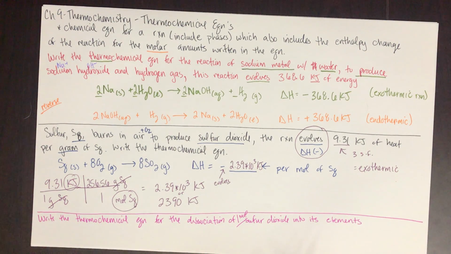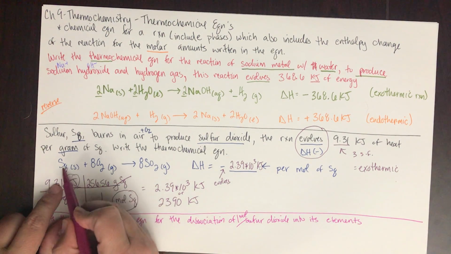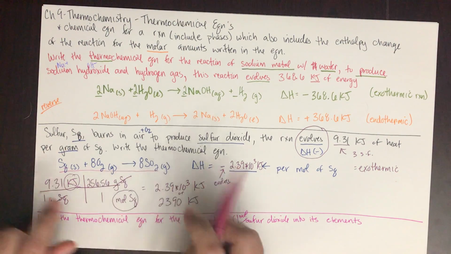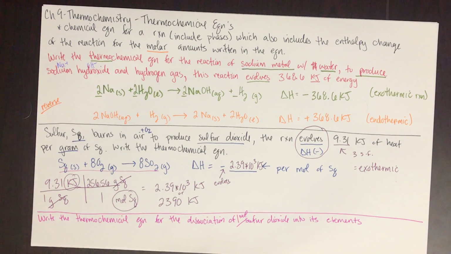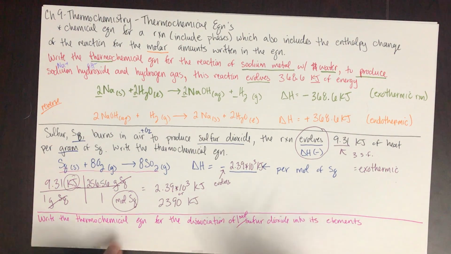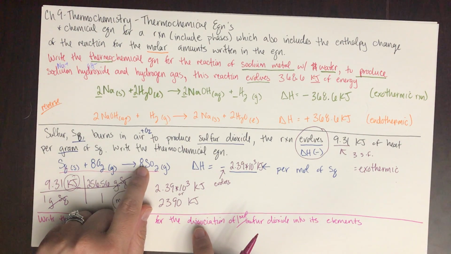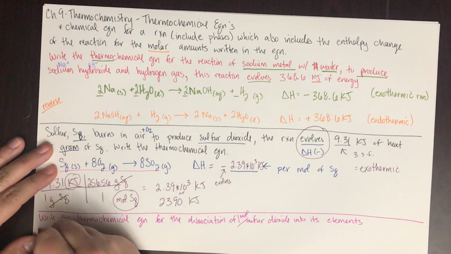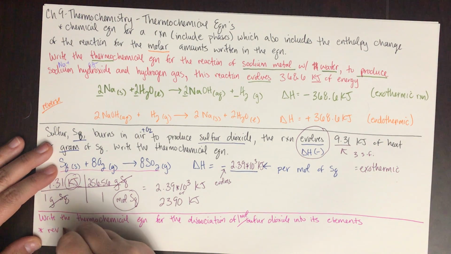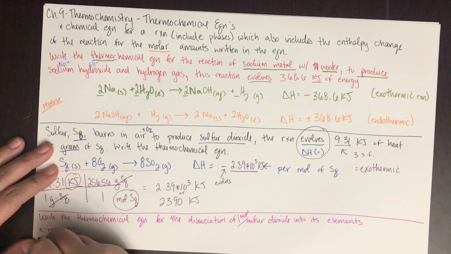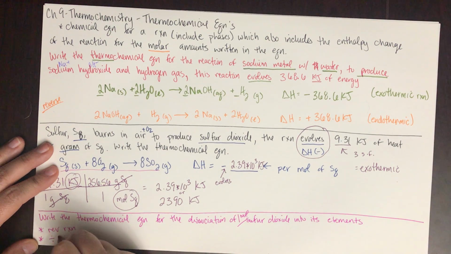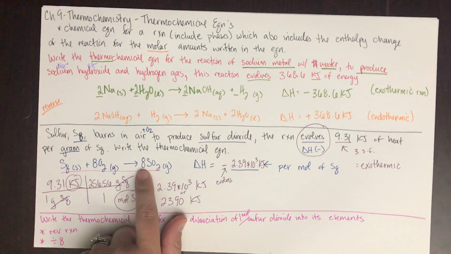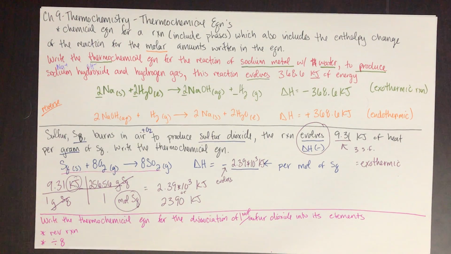So this is the equation that we have. Sulfur plus oxygen gives us 8 moles of sulfur dioxide. This equation is asking the dissociation of sulfur dioxide into its elements, meaning sulfur dioxide is the reactant and it's breaking apart into this, and it's 1 mole. So essentially what I'm going to do is reverse the reaction, and divide it by 8 because I want 1 mole of sulfur dioxide.